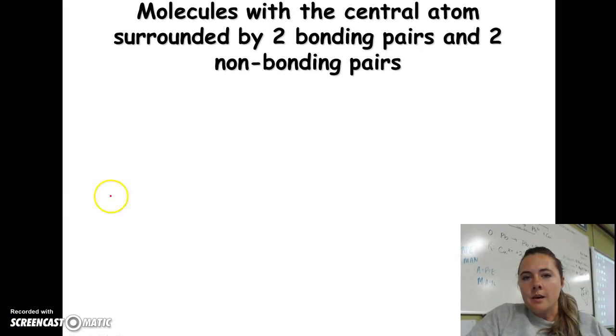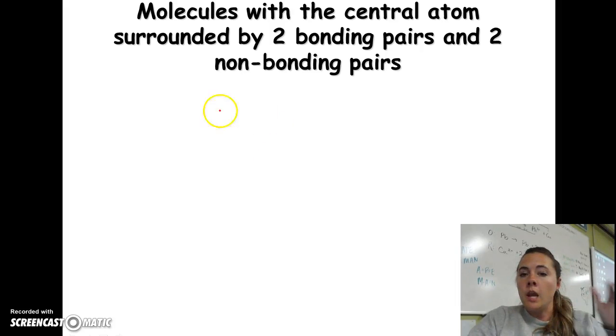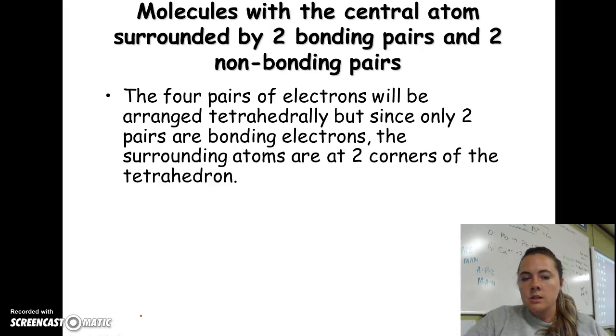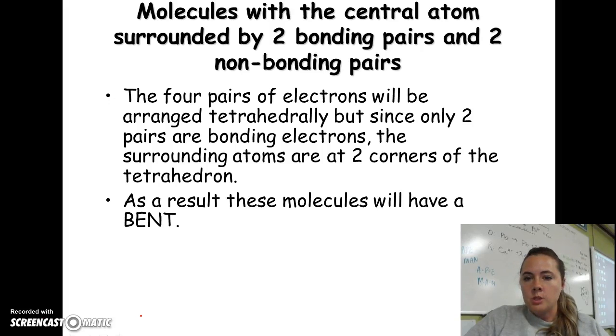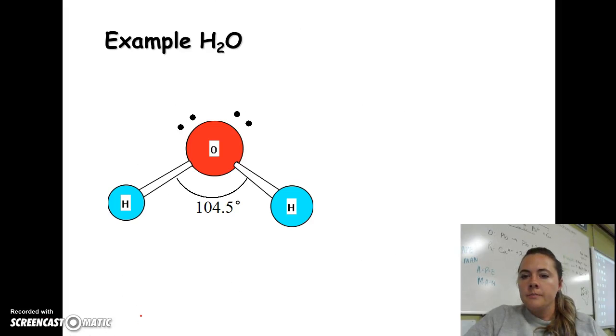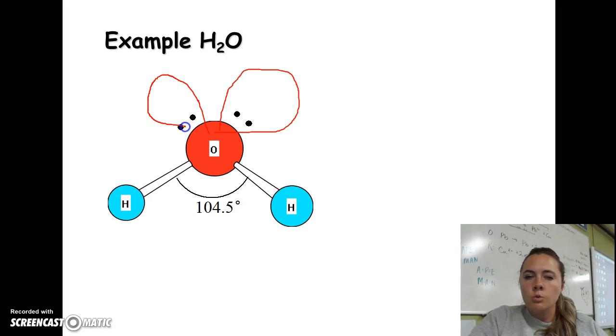Okay, so the same idea. Molecules that have a central atom and they have 2 bonding pairs and 2 non-bonding pairs still have that tetrahedral electron geometry, or electronic geometry, but their molecular geometry is called bent. So remember how I was telling you about water earlier? Here's that water again. So it's a little bit smaller than 109.5 because these lone pair orbitals out here are really, really big.